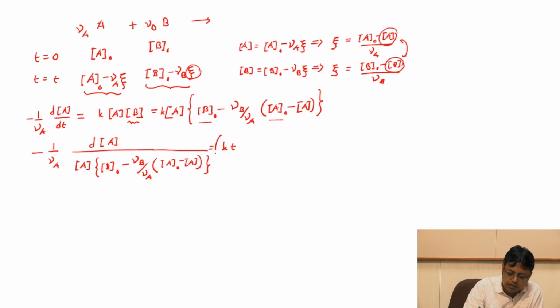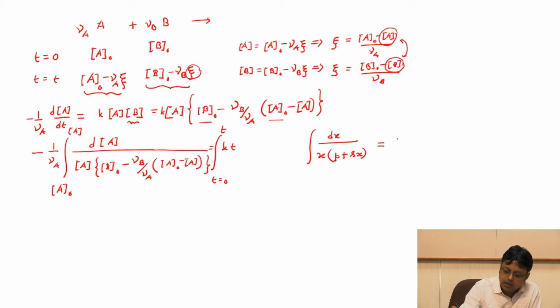So as before, we'll integrate, and we'll say that at t equal to 0, the initial concentration was a0, and at time t, the concentration was a. Now to solve this equation, you can actually use a standard integral, which is dx divided by x into p plus sx.